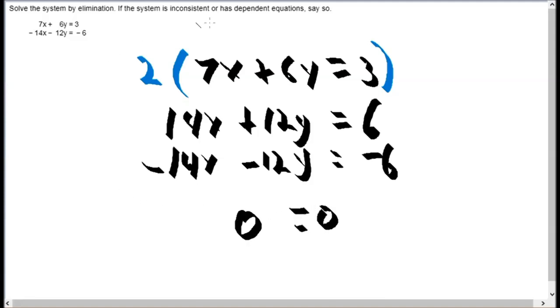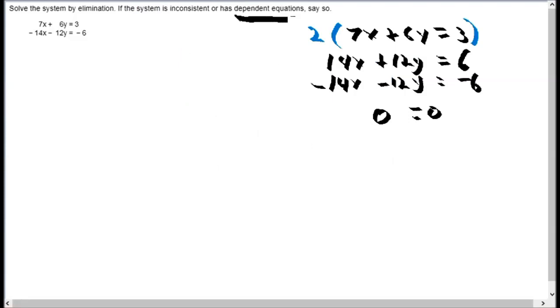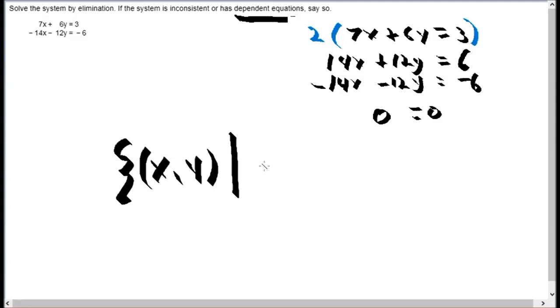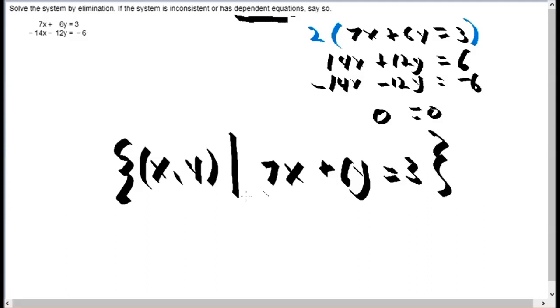What that tells me is this system right here is dependent. Okay, so if it's dependent, here's how we give the answer. We go ahead and make this curly bracket. Like this. And then we put in x comma y in parentheses, and then a vertical line. And then we write the most reduced version of the equation up there like this. Close the curly brackets. And that's what a dependent system answer looks like.